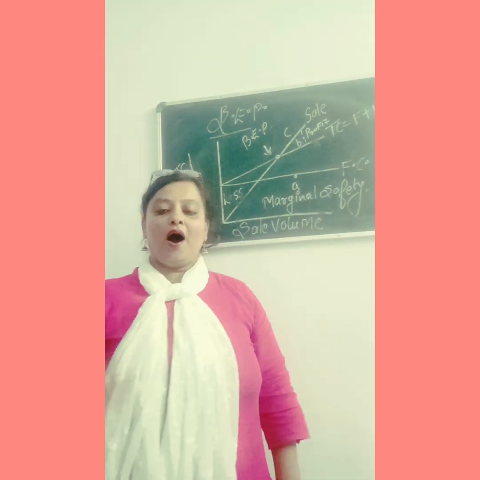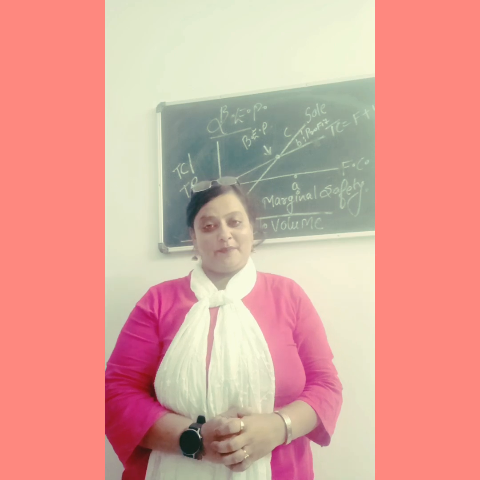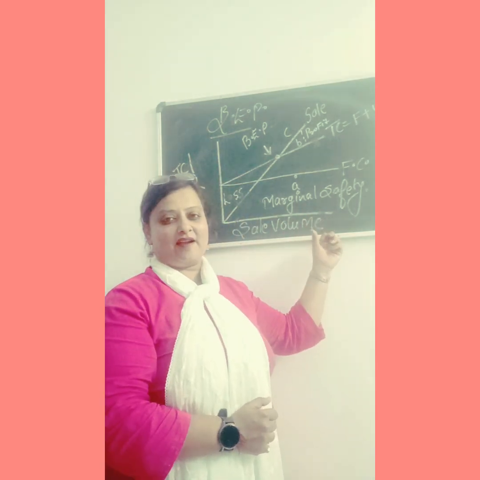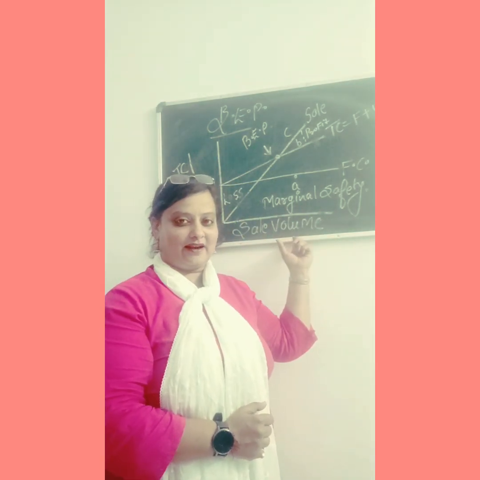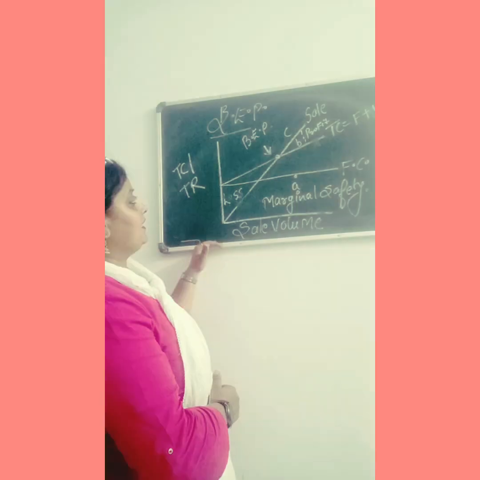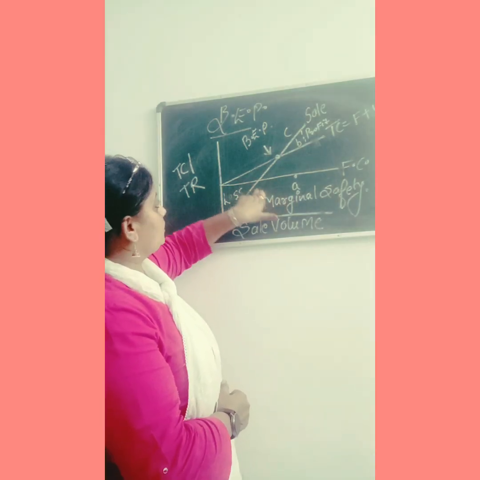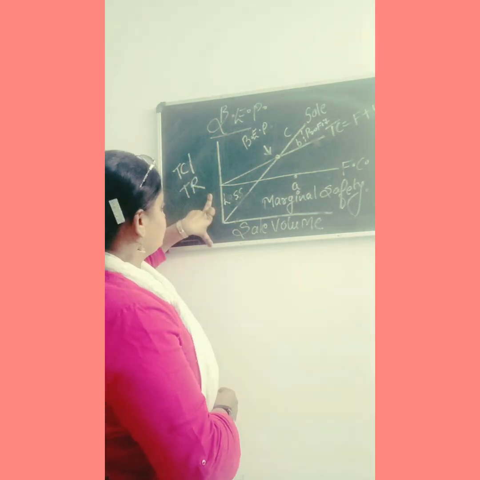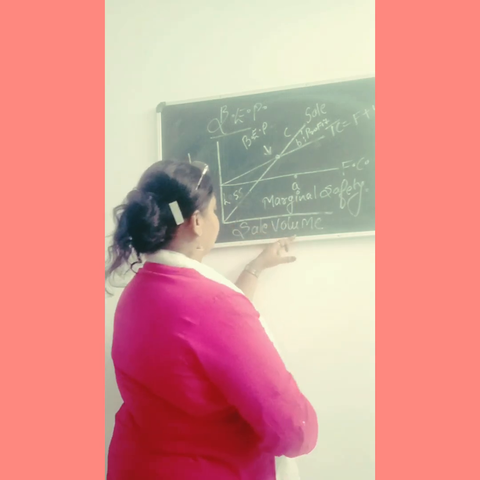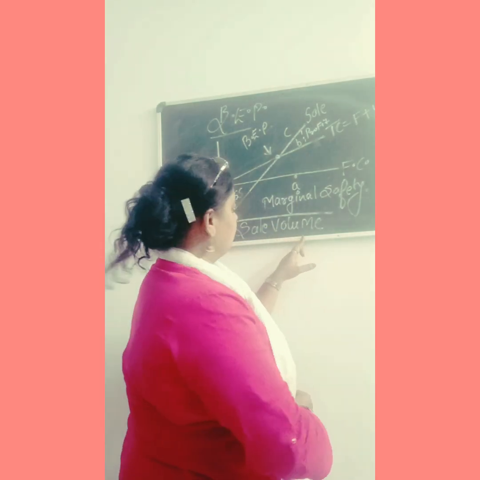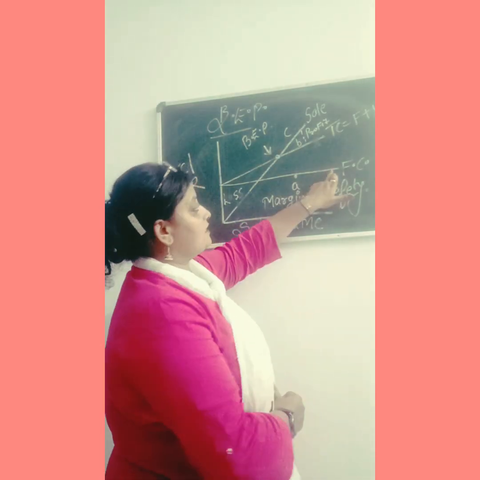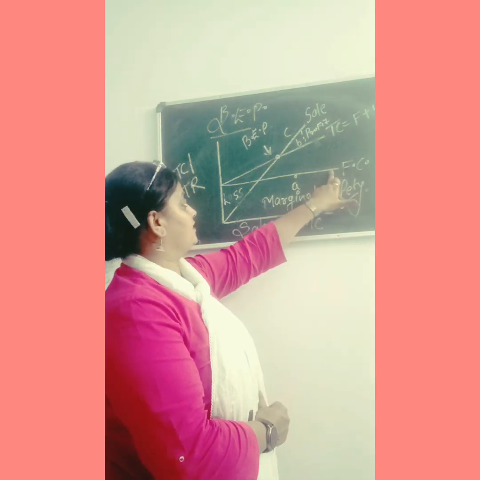Okay, so now how will we calculate the break-even point with this diagram? Please focus on my diagram. Okay, so as we know, on the y-axis there is total cost and total revenue. On the x-axis the sales volume is mentioned. Fixed cost remains fixed as the output increases.